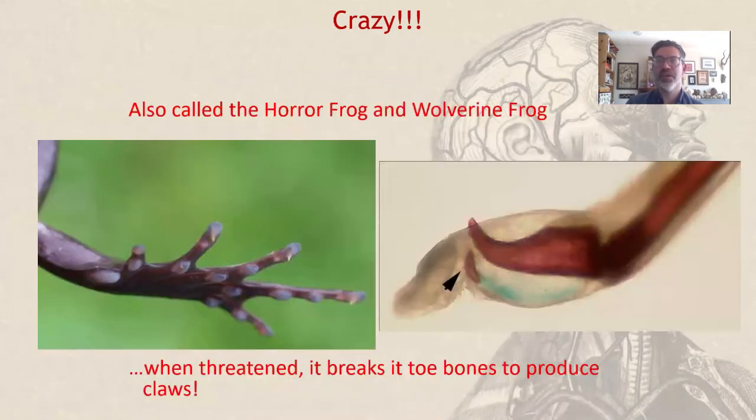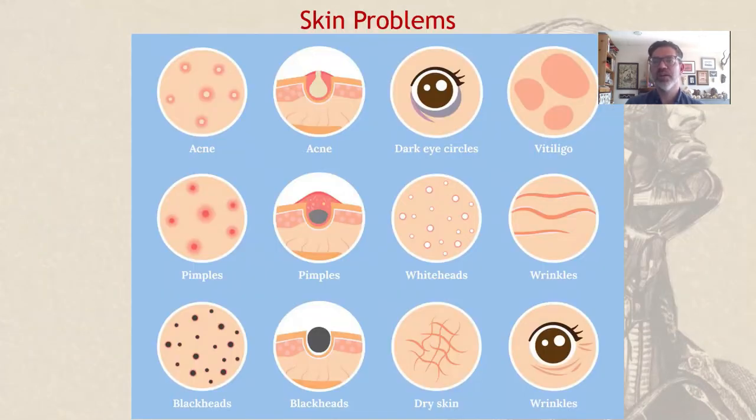And that's not all. This frog also goes by the name wolverine frog and horror frog because when threatened, they will break the bones in their fingers, turning them into sharp claws that they can use to defend themselves. Their bones then regenerate, just like Wolverine. Let's finish today's lecture by watching video clips about skin problems like sunburns and acne, and one focused on the things that live on your skin.